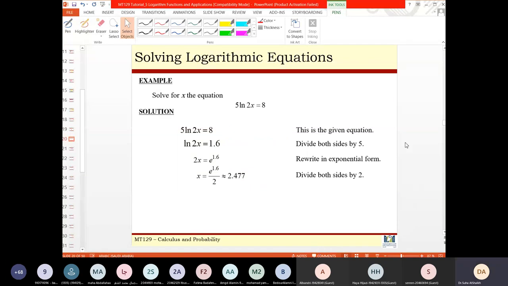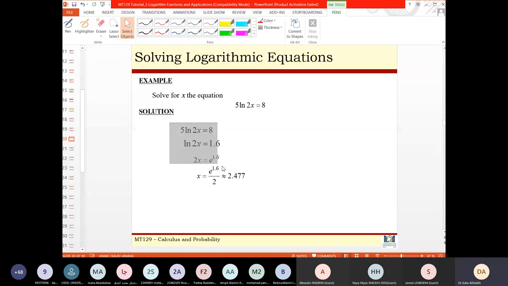Okay, this example, want me to solve it? So first of all, I have ln of 2x is equal to 8 over 5, right? What's 8 over 5? It's 1.6. So ln of 2x is equal to 1.6.